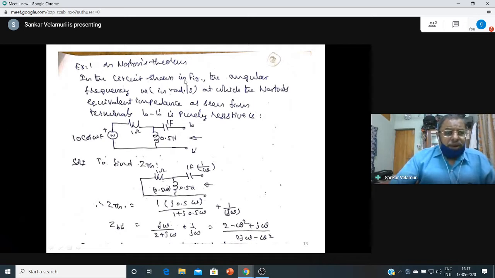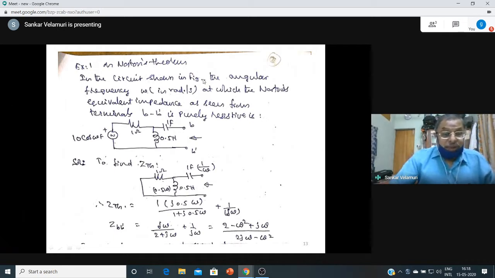In the circuit shown in figure, find the angular frequency omega at which Norton's equivalent impedance, same as Thevenin's equivalent impedance, as seen from terminals B to B dash, is purely resistive. It is only to confuse you. There is nothing like Norton's impedance not being the same as the Thevenin's equivalent impedance. Okay, so that is typical.